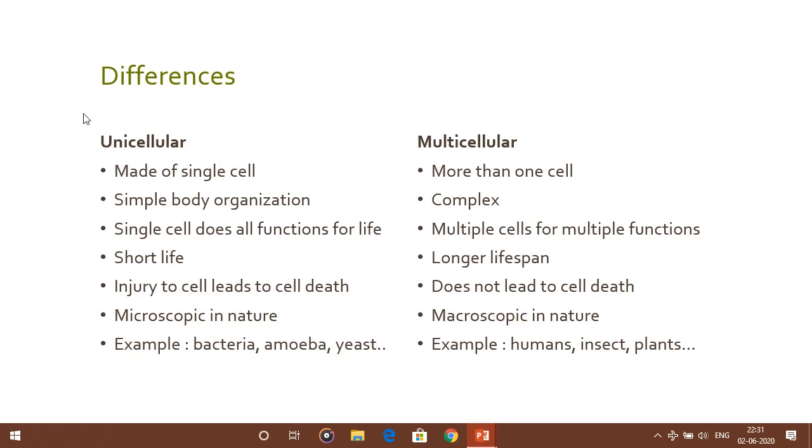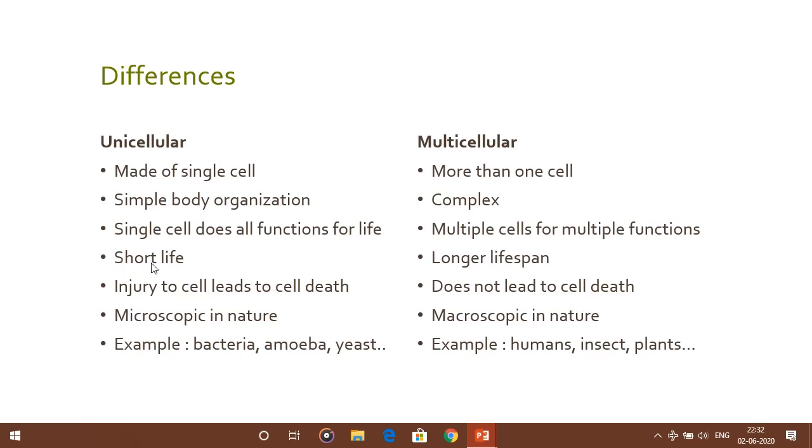The entire house, having a kitchen and a separate bathroom, a separate bedroom, if a complete house is taken, that can be defined as a multicellular organism. So the difference, in simpler terms, for you to easily remember: consider a poor guy with a single room for unicellular, and consider a rich guy with big apartments and hotels and everything as a multicellular organism.